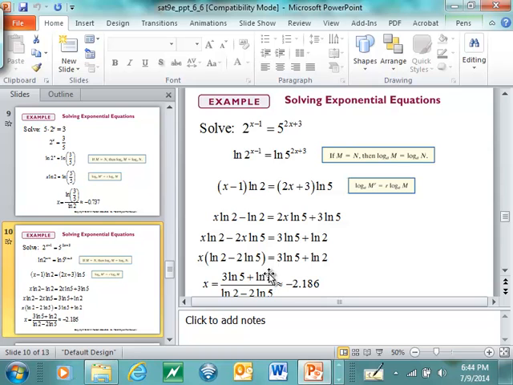Okay. That x equals 3 natural log 5 plus natural log 2 all over natural log 2 minus 2 natural log 5? That is the exact answer. I'm sure there's a way that you can simplify it more, because you could write 3 natural log of 5 as natural log of 5 to the third power. And then you can multiply that by 2. So you could have natural log of 2 times 5 to the third power. 5 cubed is 125, so natural log 250.